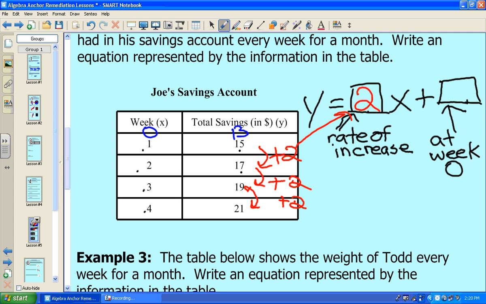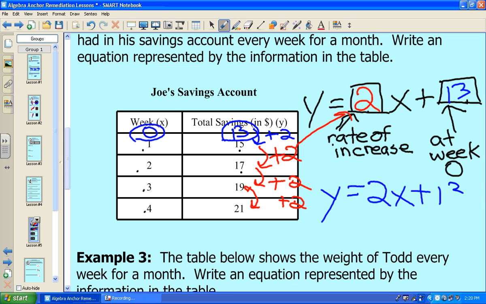So to go backwards, you would subtract 2 from 15. Okay, so 13 to 15 is $2. So at week 0, he has $13. So that's what you put right there. That was his starting point at week 0. So your final answer, or your equation, is y equals 2x plus 13. Okay, that's all that they want for that problem.